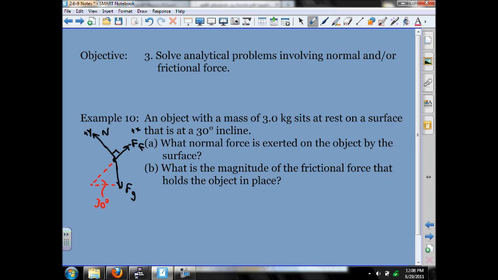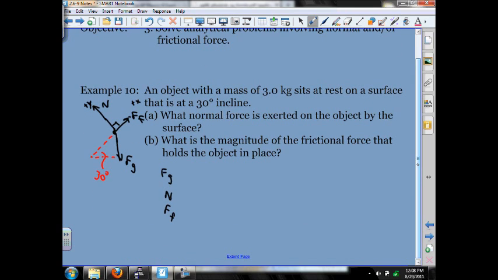All right, so let's list out our forces. We have gravity, we have normal force, we have friction. And we're going to add those together to get our net force. Any of them have any components of zero? Yes. Which one? Normal force. Normal force has an x component of zero, right? Because it's all in the y. And frictional force has a y component of zero.